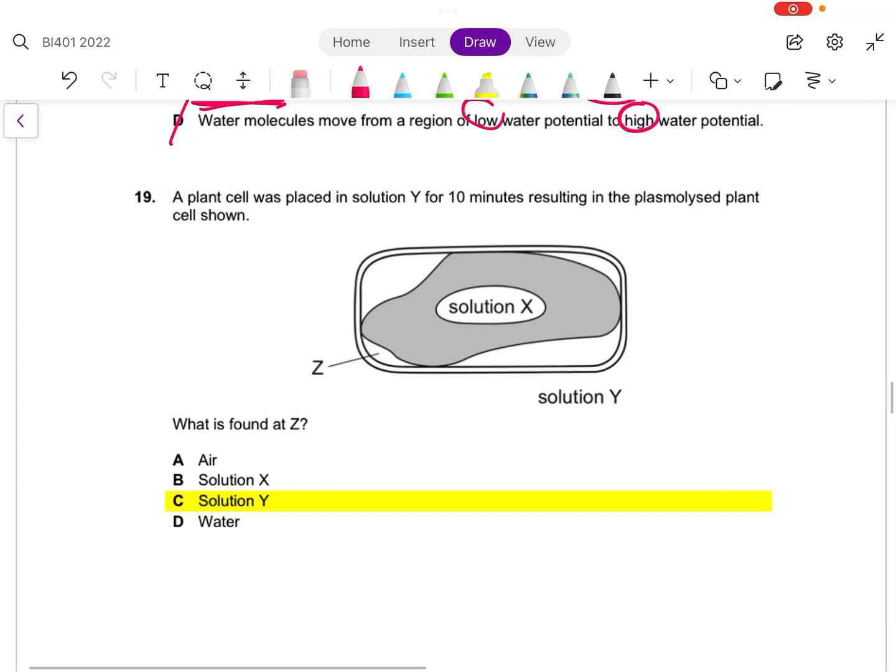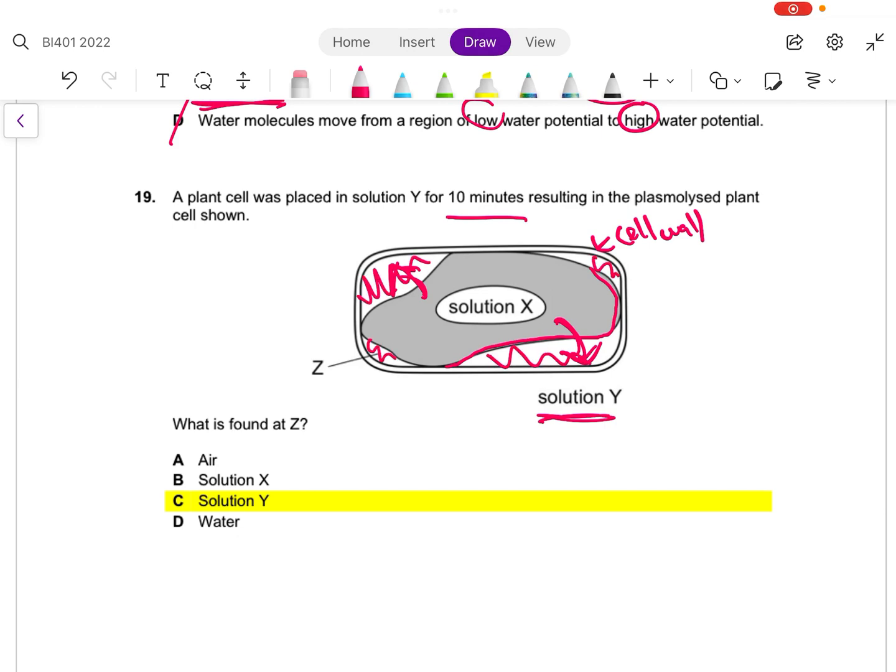Question 19. A plant cell was placed in solution Y for 10 minutes, resulting in a plasmolysed plant cell. So what has happened? What has happened is that some water has left the cell into solution Y. So what is found at Z? We find that Z, because some of the water has left, the cell membrane of the cell will peel away from the cell wall. This is the cell wall, right? And then leaving us with these spaces.